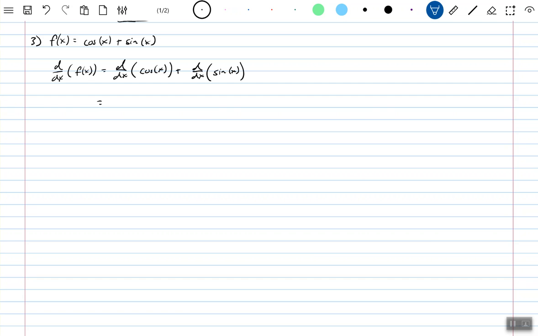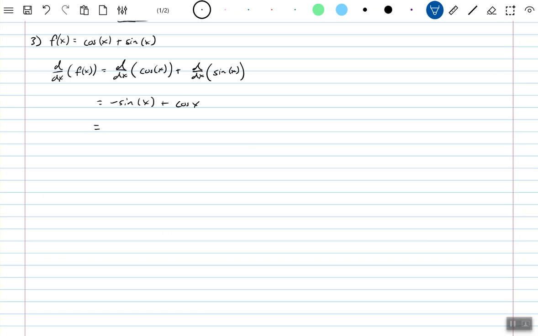Now, to do this one, the only way you can do this is if you have your trig formulas memorized. There is no other way around it. You have to have those trig formulas memorized. So, we need to take the derivative of cosine of x. Well, that's just negative sine of x. Plus the derivative of sine of x. Well, that's just cosine of x.